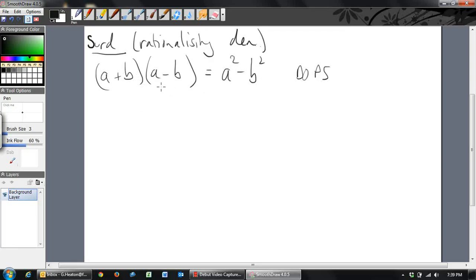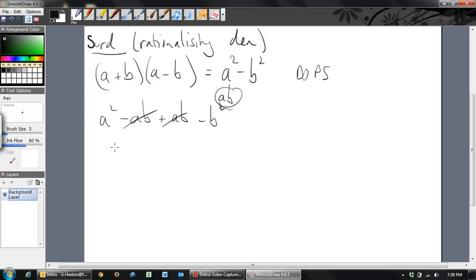And what happens when we multiply these two together is that you don't get any ab terms or anything like that in it. They disappear. If you expand this, you get a times a, which is a squared. A times negative b is negative ab. B times a is plus ab, and then minus b squared. The ab terms cancel out, and what you're left with is squared minus squared. And this property really helps us when we're trying to get rid of a particular type of surd.